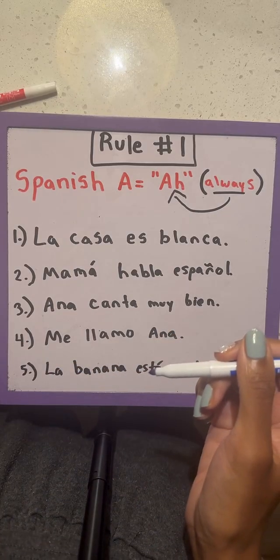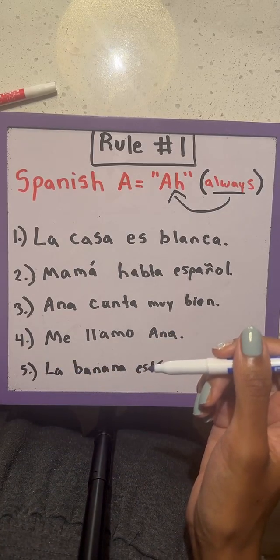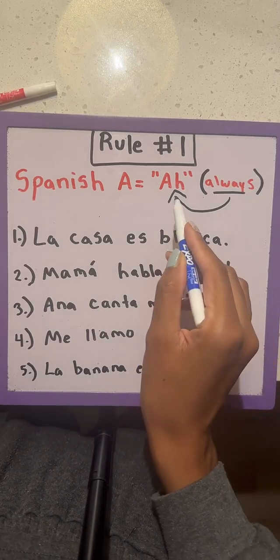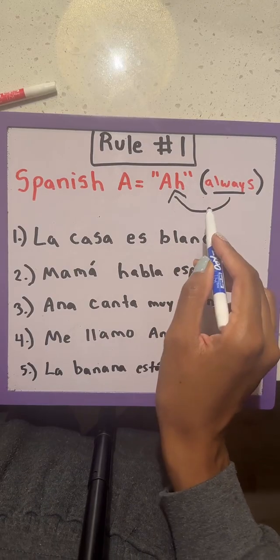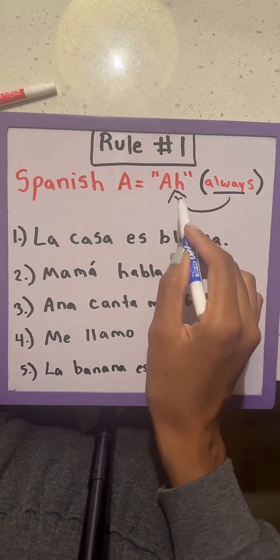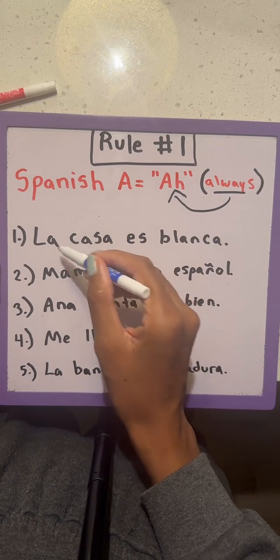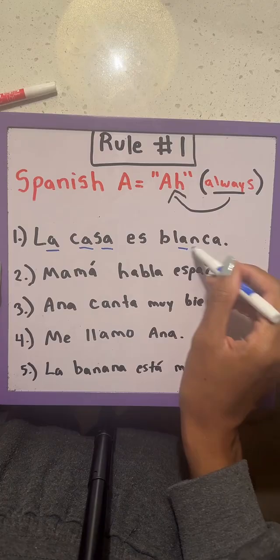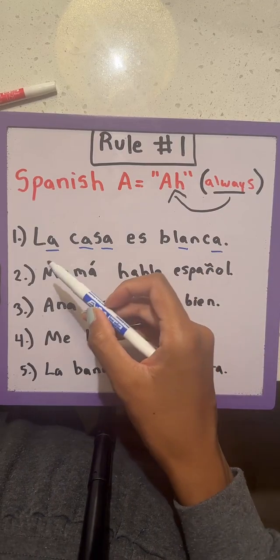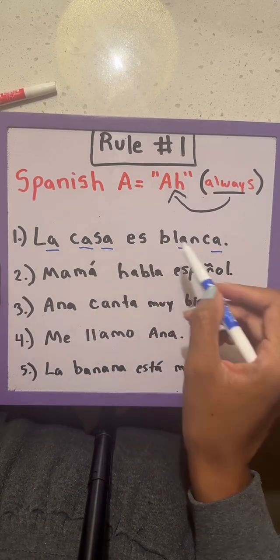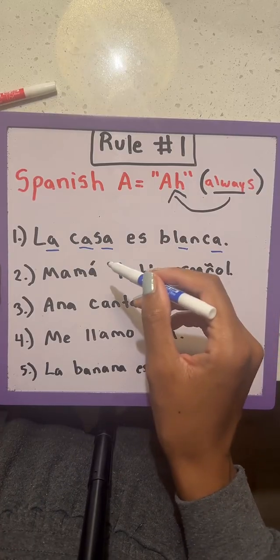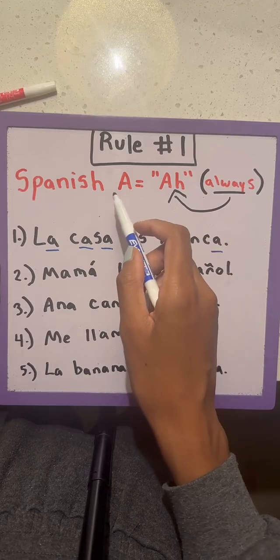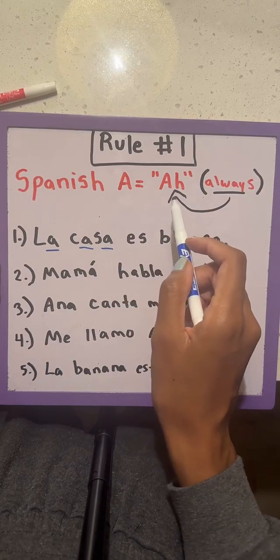Okay, I see 5. Somebody says 2. Somebody says, okay, well, let's count them out. Let's count how many times we can see our vowel sound "a." And remember, "a" always says "ah." Okay, so let's look at it. 1, 2, 3, 4, 5. Good job. So let's read it out. La casa es blanca. As you all heard me read that sentence, did you see how "a" always said "ah"? The Spanish "a" always says "ah."